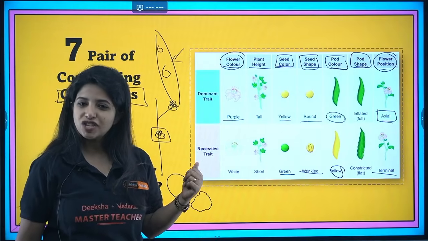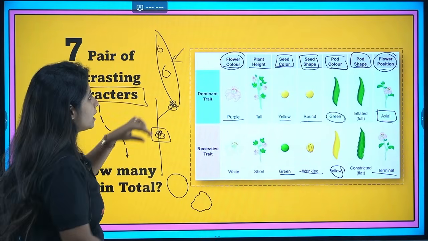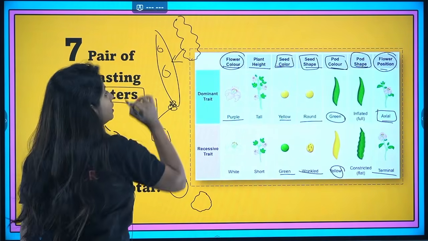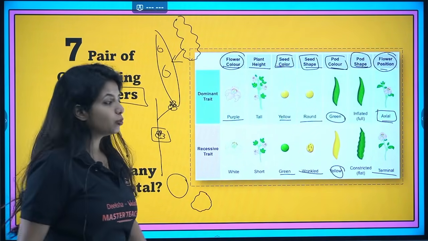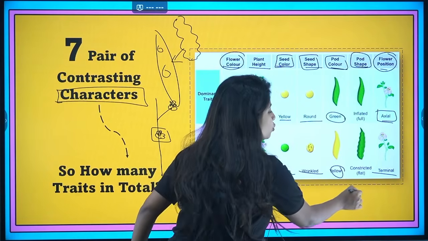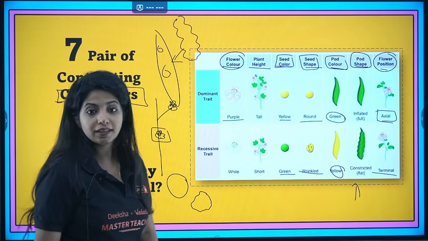What about the pod shape? Pod shape can be full like this or it can be like this. You call this constricted. So basically inflated or full is the dominant character and constricted one is going to be the recessive character out there.